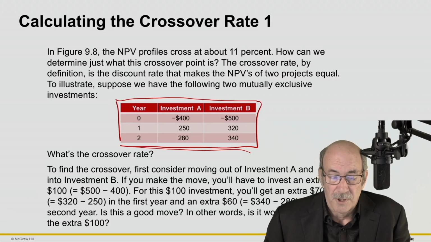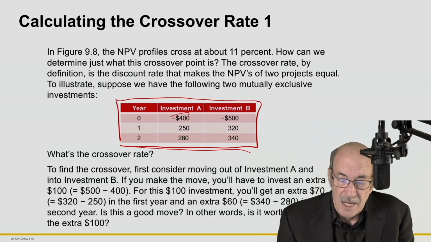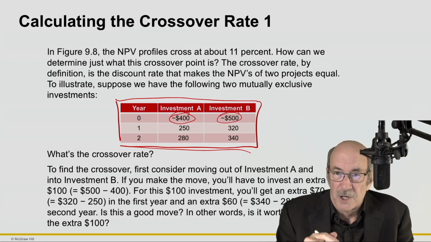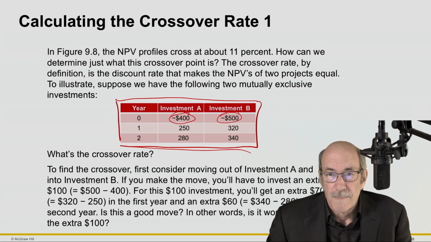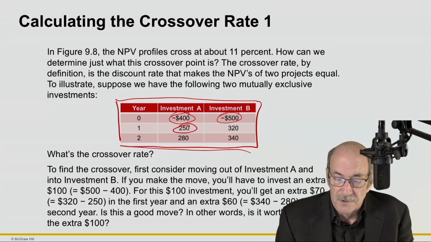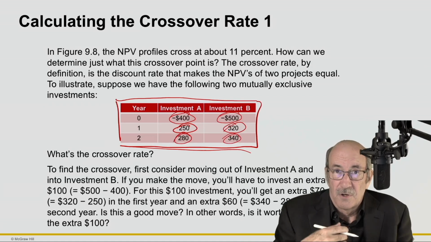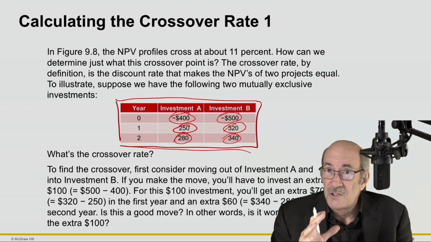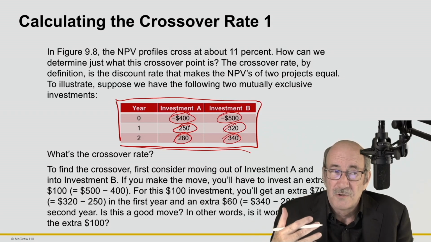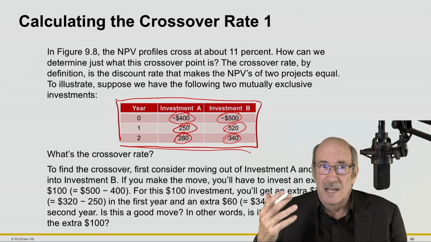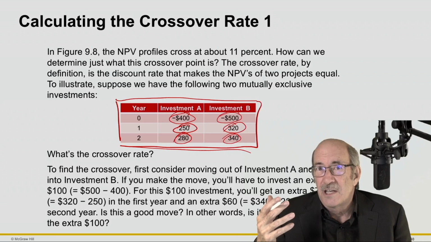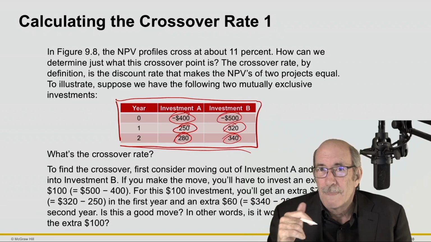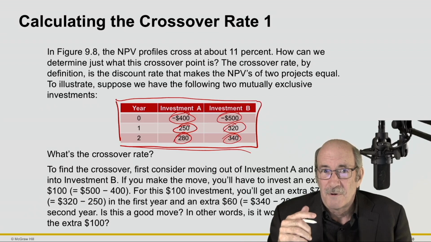We can't do both. And notice that project A only costs $400 relative to project B's cost of $500. And then they generate different cash flows as well. Project B's cash flows are higher than project A's, and so is its cost. So to figure out that crossover point, why don't we take advantage of that difference? We could take that marginal difference and find out at what rate its NPV is zero, and it turns out that's going to be our crossover point.